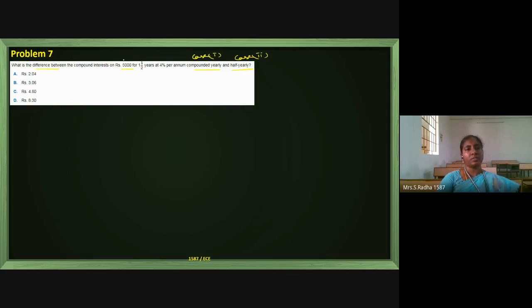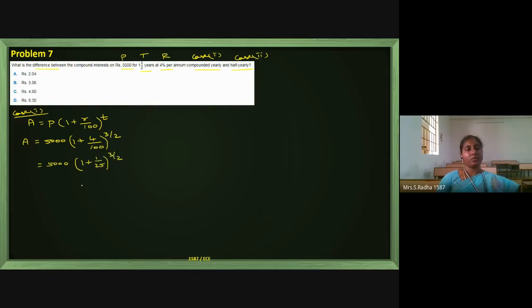This is the principal amount, this is the time and this is the rate of interest. So I will go with case 1. Yearly means the formula is P into (1 plus R by 100) whole power T, and given P is 5,000, R is 4 and the number of years is 1.5. If you simplify this, it is 5,000 into (1 plus 1 by 25) whole power 3 by 2.